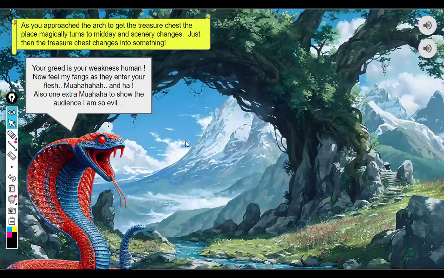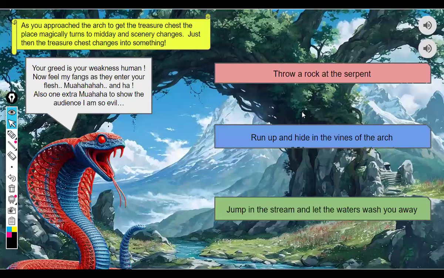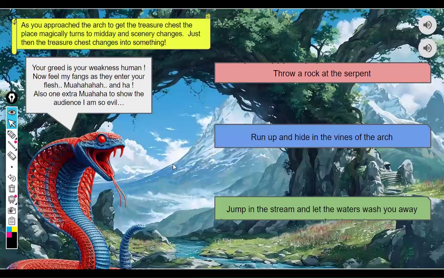All right, so let's see the choices we have to make here. What do you all want to do? Throw a rock at the snake, run up and hide in the vines of the arch up here, or jump in that stream there and see where it takes you. Let me know. Red, blue, or green? Which option? You can just call the color. Red, blue, or green?